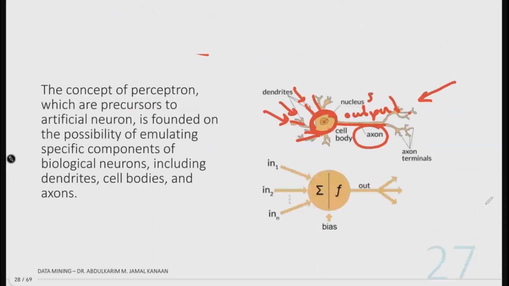So maybe here you have other dendrites as input for another neuron. This is the output for this neuron and the input for this one. Then this one is also going to have output, and so on and so forth. So we're talking about one cell inside the body. People have come to mimic the brain structure.